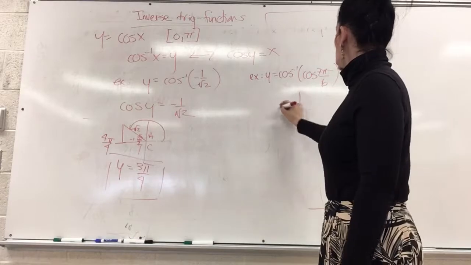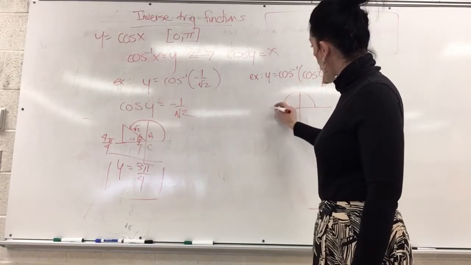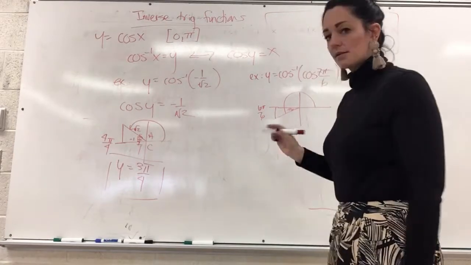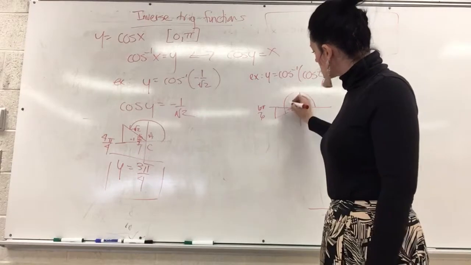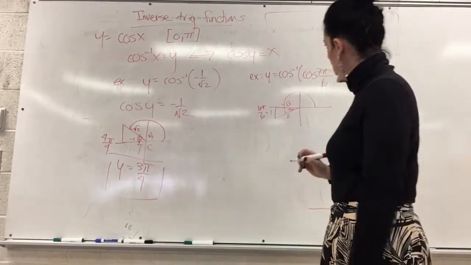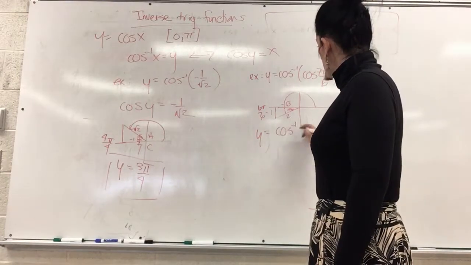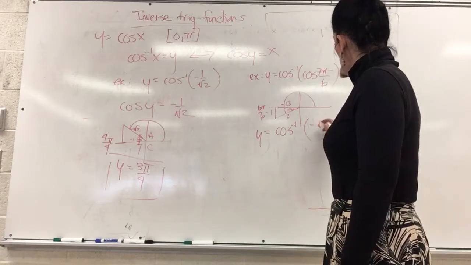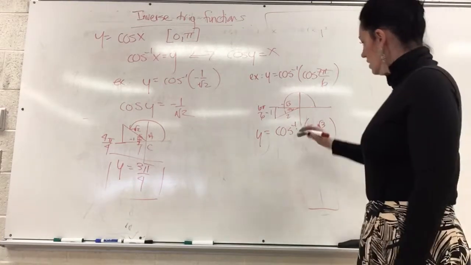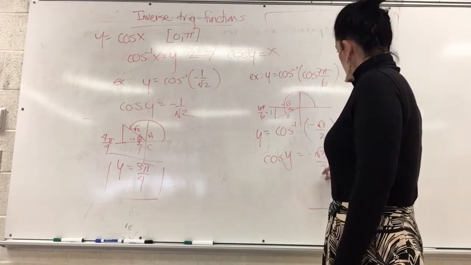So what is cos of 7 pi over 6? So 7 pi over 6 is going to be here because this whole piece here is 6 pi over 6. So this is another pi over 6, which is equivalent to 30 degrees. So this is root 3, 2, 1, negative, negative. Okay, so cos of 7 pi over 6 is the same thing as saying minus root 3 over 2. So those are equivalent expressions. So then I'm going to rewrite that. So cos of y equals minus root 3 over 2.